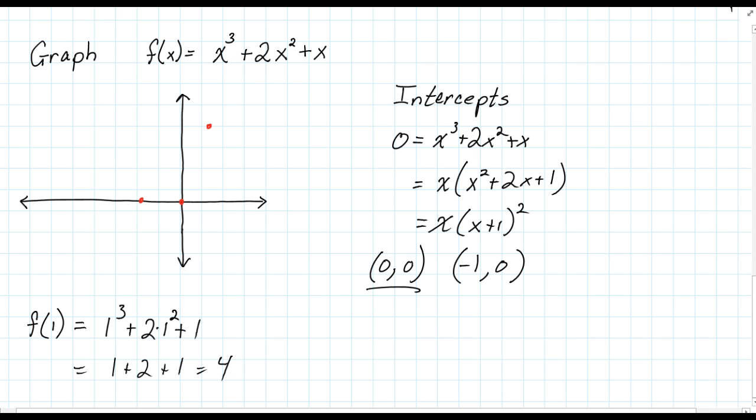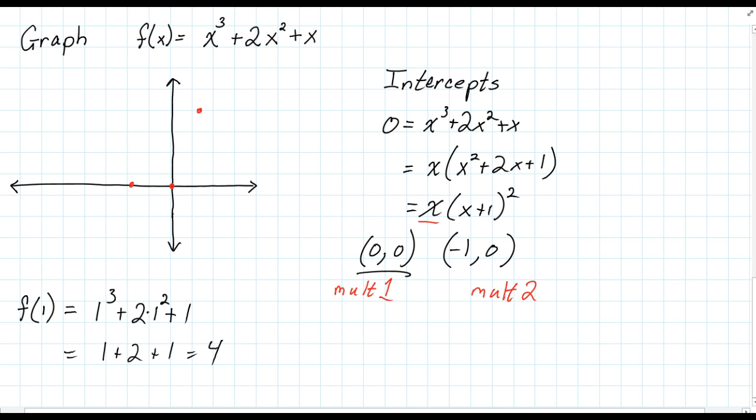And you can pick any number you want, really, except for 0 and -1, because we already know what happens there. So now I'm going to look at my roots, which also gave me my intercepts, and determine the multiplicity. Now, (0, 0) corresponded to that x term, which has degree 1. So this root has multiplicity 1. That means we pass through the x-axis at 0.